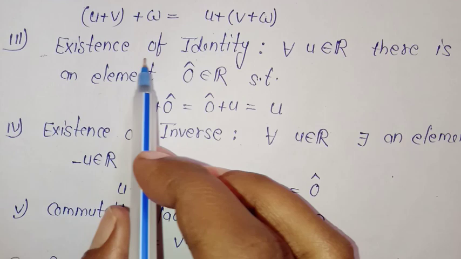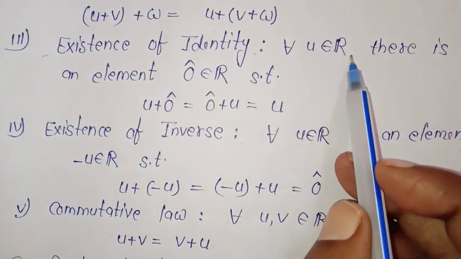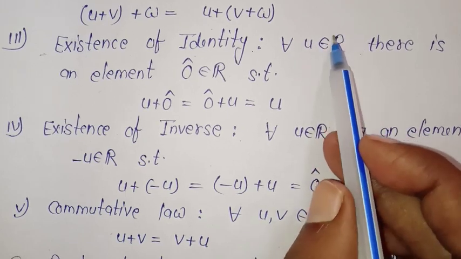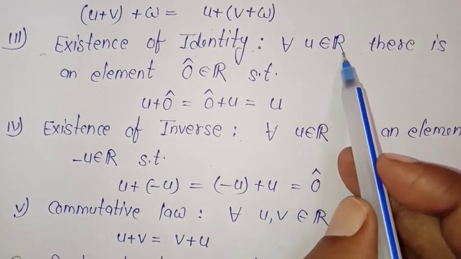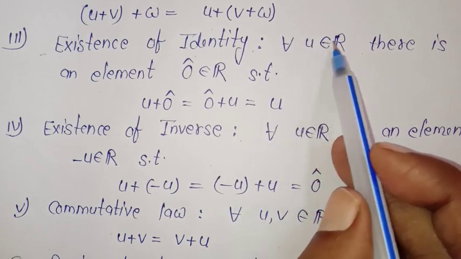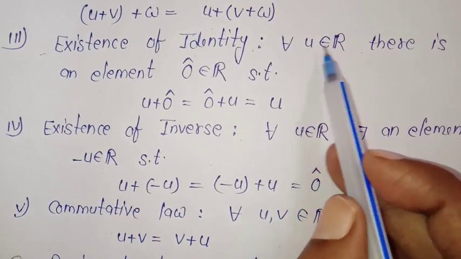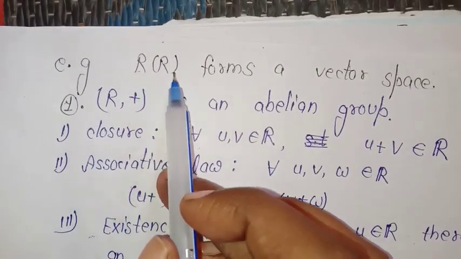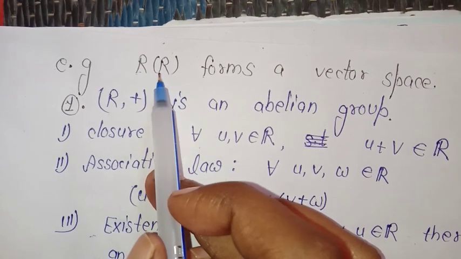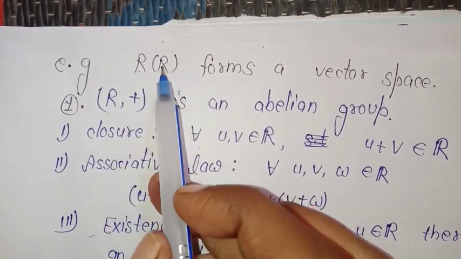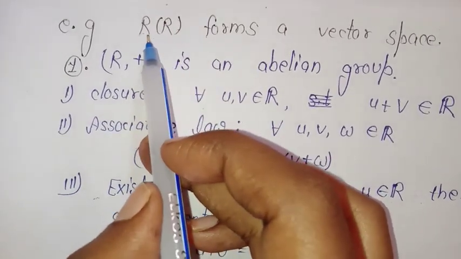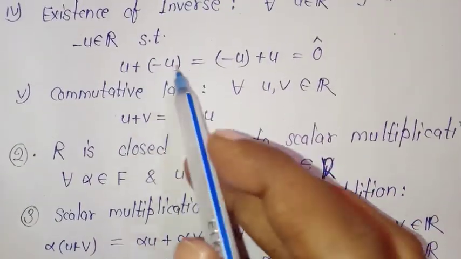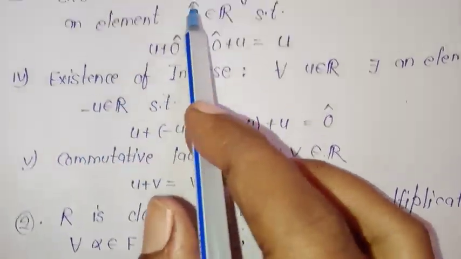The third one is existence of identity, that is for all u belonging to R. This is bold R. This represents the vector space, that is the set that we take outside. So this is bold R, and the elements that belong to this bold R are called vectors. I am taking this example as R over R because every field is a subfield of itself. That's why we can define a vector space R over R. You can also define Q over Q, C over C.